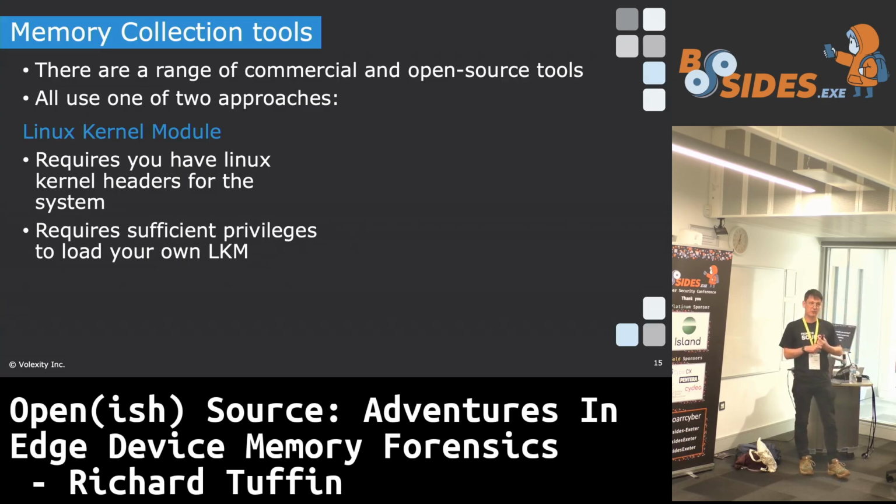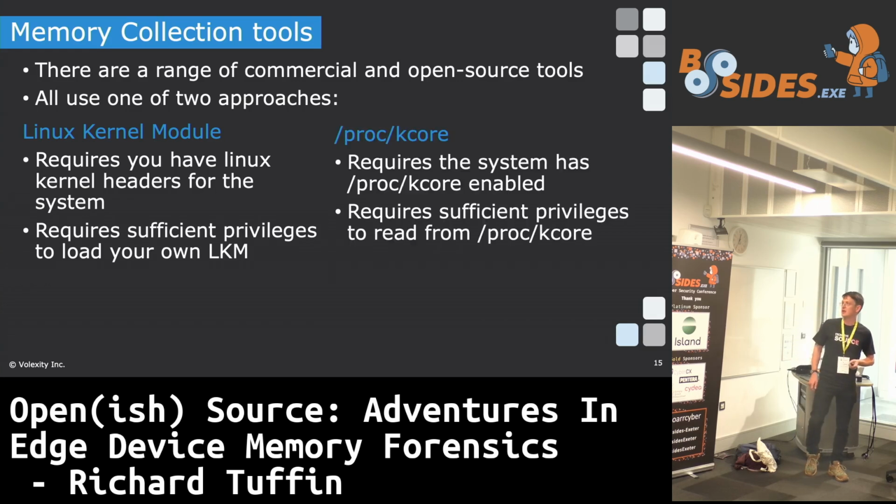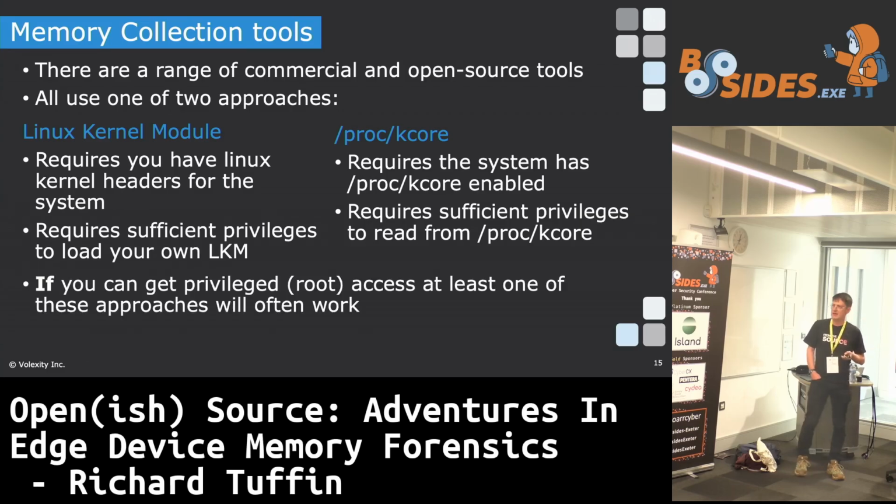And it requires that you've got enough privileges to be able to load that kernel module, and that should then dump the memory for you. The second option is to use a Linux kernel feature called proc-kcore. This is intended to be able to attach kernel debuggers. Most desktop and server Linux distributions enable this, and actually a surprising number of edge devices, if you can get in, have this enabled. So generally, if you can get privileged, by which I mean root, really, access, at least one of those approaches will work.